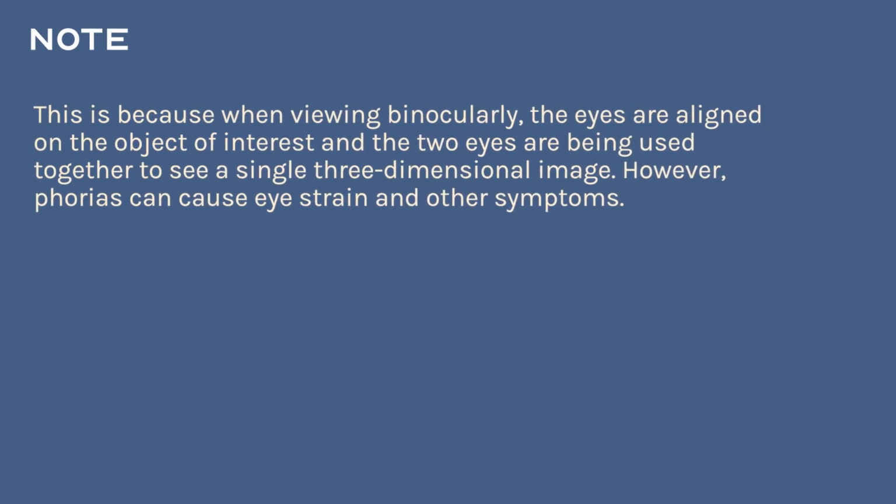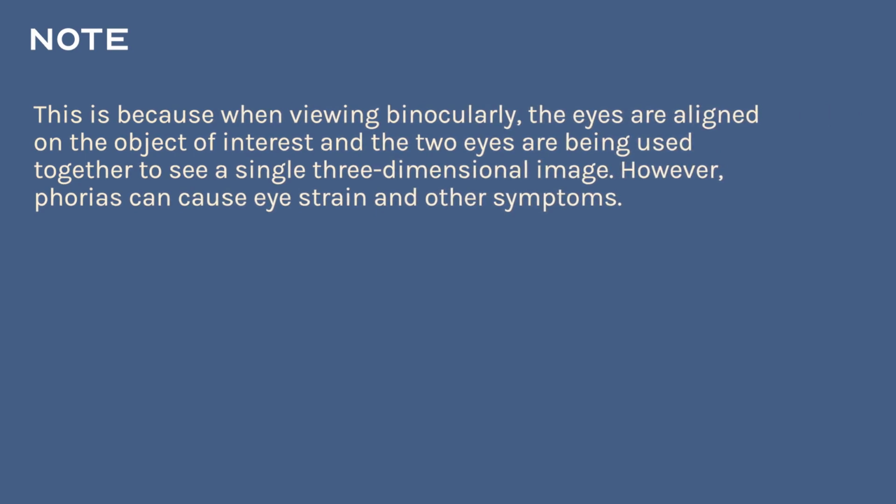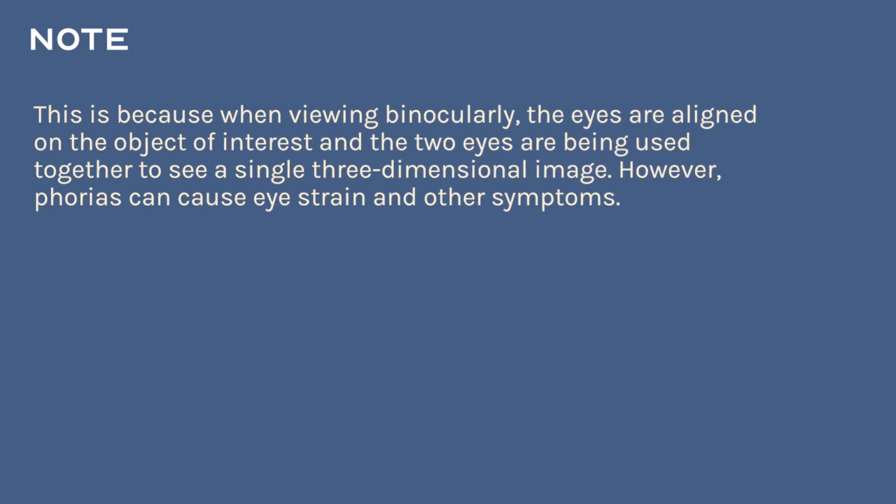Phorias are hidden when looking at the two eyes simultaneously. When viewing binocularly, the eyes are aligned on the object of interest, and the two eyes are being used together to see a single three-dimensional image. However, phorias can cause eye strain and other symptoms. Phorias can be detected using the alternating cover test. This is usually performed immediately after the cover-uncover test.